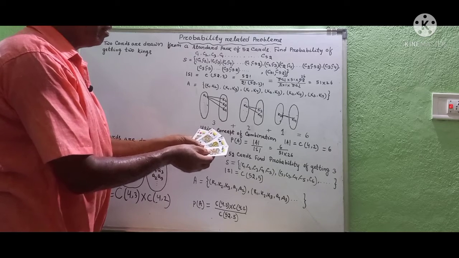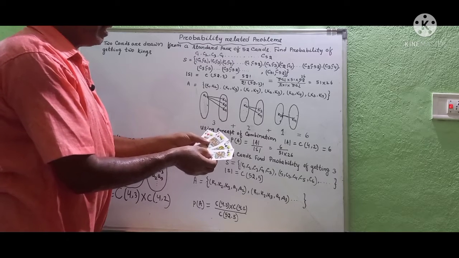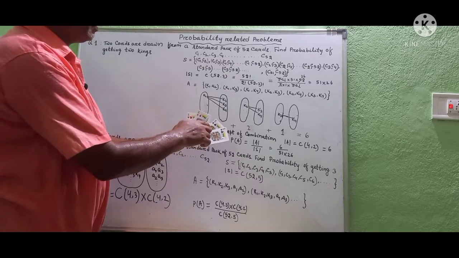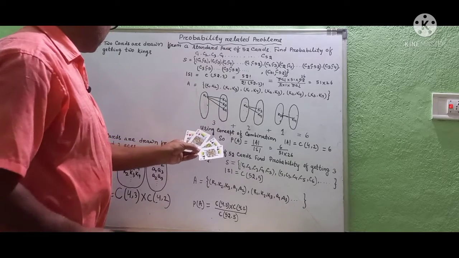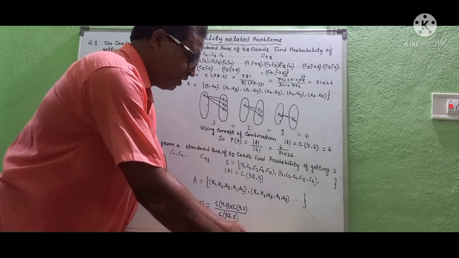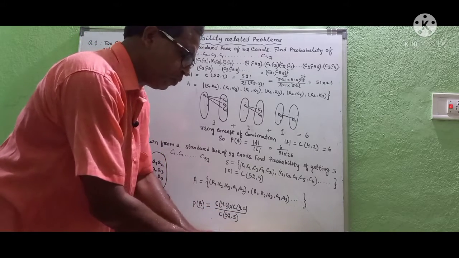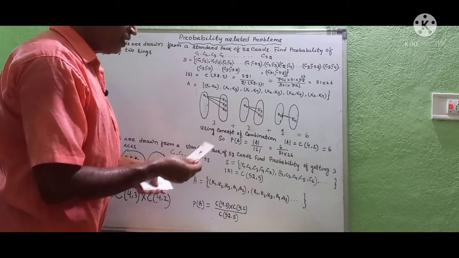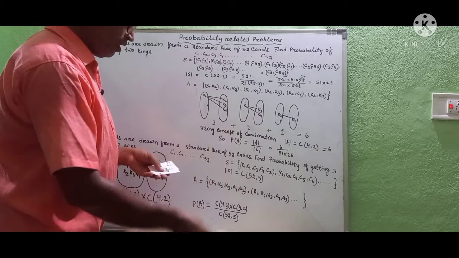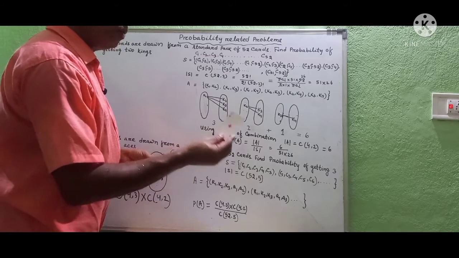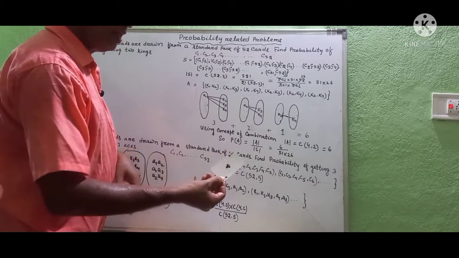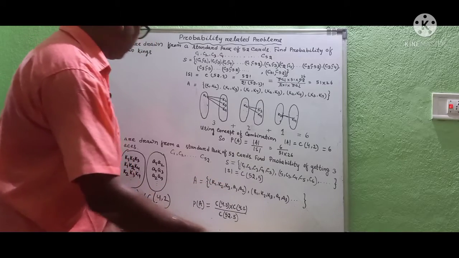Let us name them like this: K1, K2, K3, K4, right? And you see there are 4 aces. This is A1, A2, A3, A4, right?